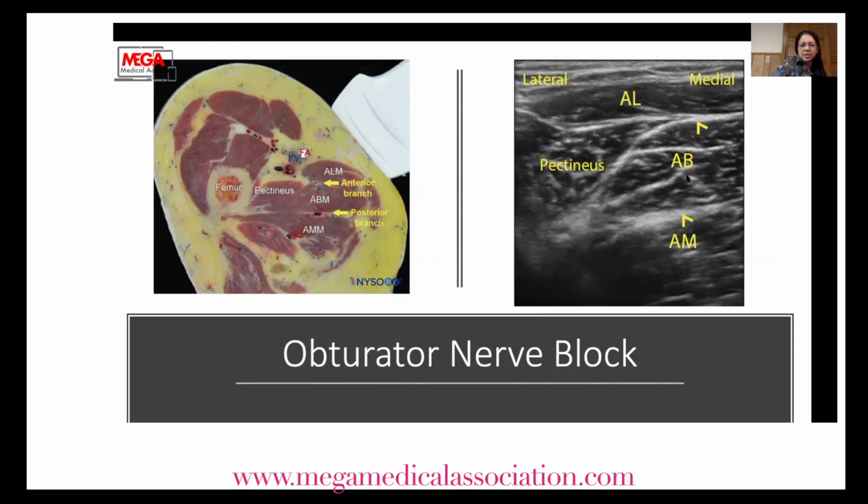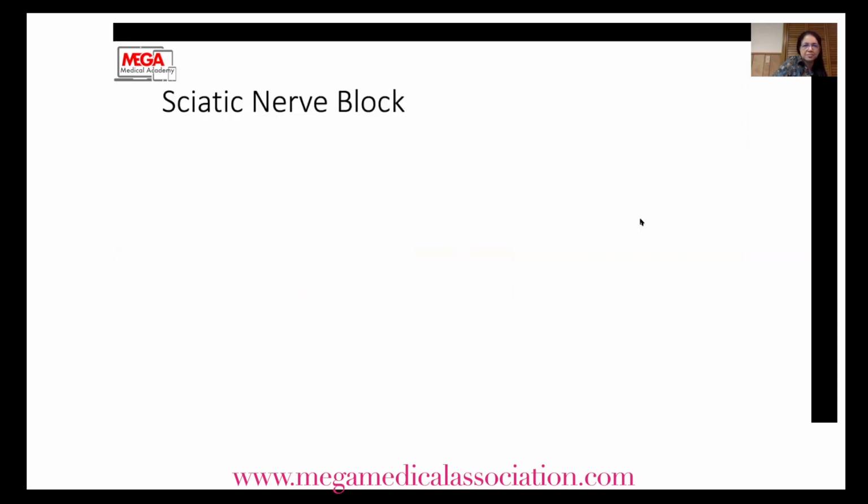An important thing, the obturator nerve, if you want to block it at the lower level, you look for the adductor group muscles: the adductor longus, adductor brevis, and adductor magnus. Between the adductor longus and adductor brevis are the anterior branches of the obturator, and between the adductor brevis and adductor magnus are the posterior branches.